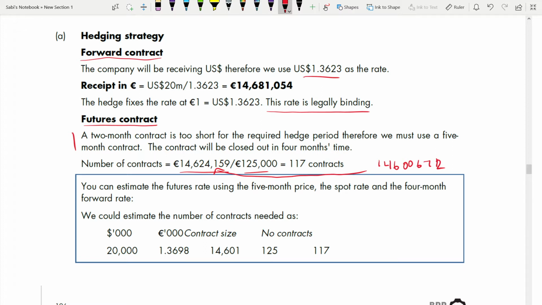This divided by 125,000. Okay, how are you getting it? Because it will be 20 million divided by the future price, which is 1.3698, and when you divide it, you will be getting 117 contracts. You're rounding up, right?